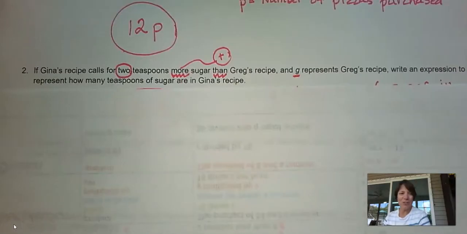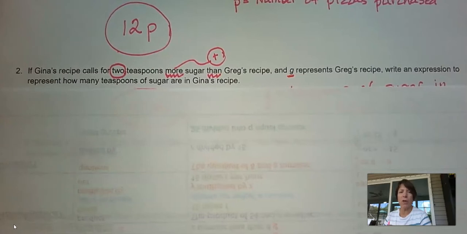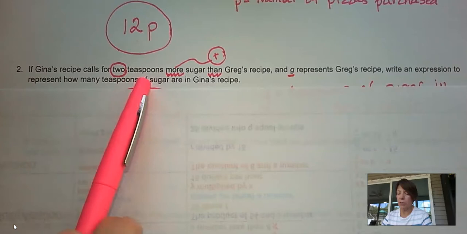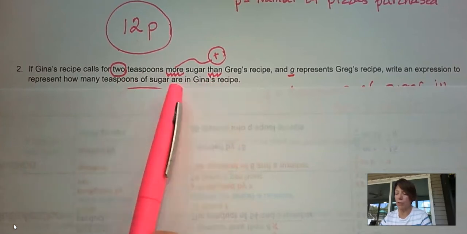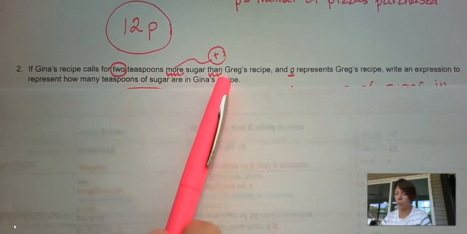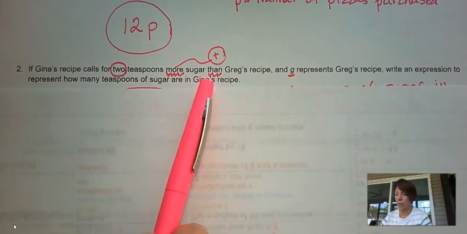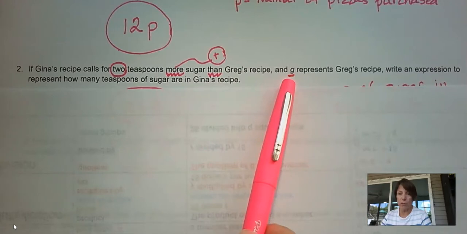Okay, here's our next situation. If Gina's recipe calls for 2 teaspoons more sugar than Greg's recipe, and G represents Greg's recipe, write an expression to represent how many teaspoons of sugar are in Gina's recipe. Okay, so some important points. We know that Gina's recipe has 2 teaspoons more than, and we know that more than from the chart that we filled out earlier means plus, so 2 plus something. And then here's our variable, and we want to define that variable. So G, what does it stand for?